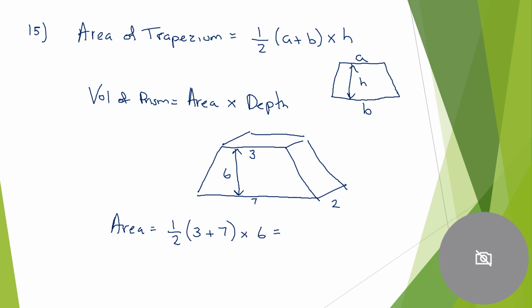Okay, now do this in any order you like. Brackets first, probably 3 plus 7, right? Top plus bottom is 10. Half it then, half of 10 is 5. 5 times 6 is 30. That's the area. Now the volume is the area times the depth. How far back the shape goes, okay? So this would be 60. Now, units wise, centimeters squared for area, centimeters cubed for volume. Next slide.